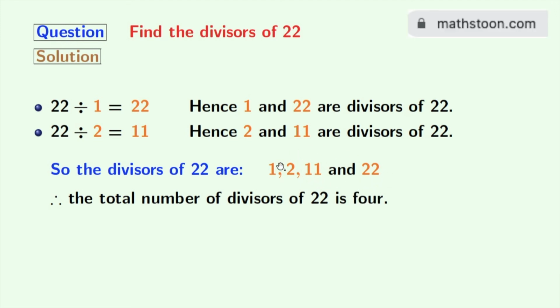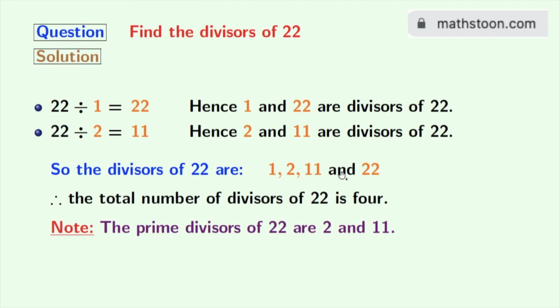Now see that among these divisors, 2 and 11 are prime numbers because these two numbers do not have any divisor other than 1 and this number itself. So we can say that the prime divisors of 22 are 2 and 11.